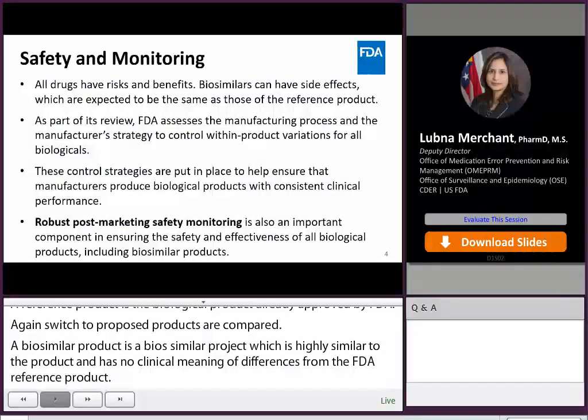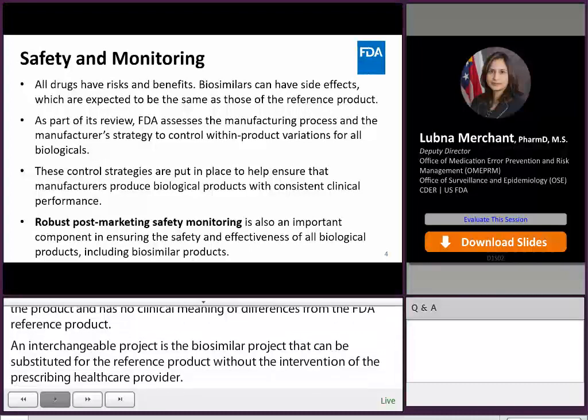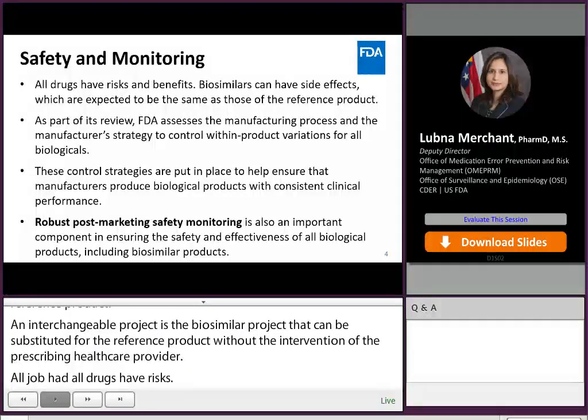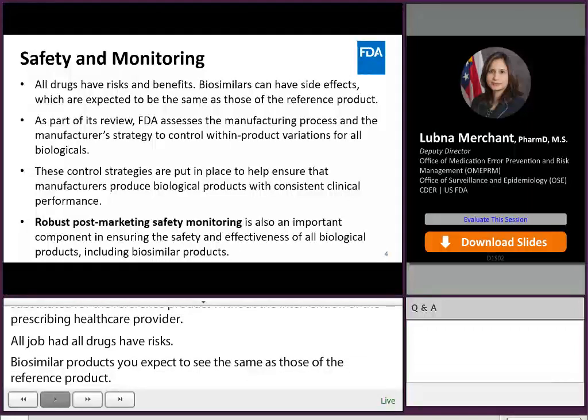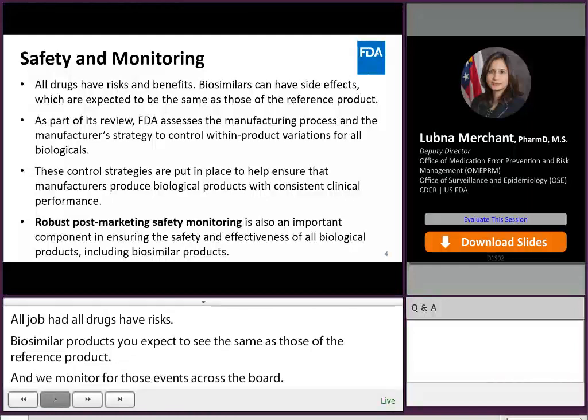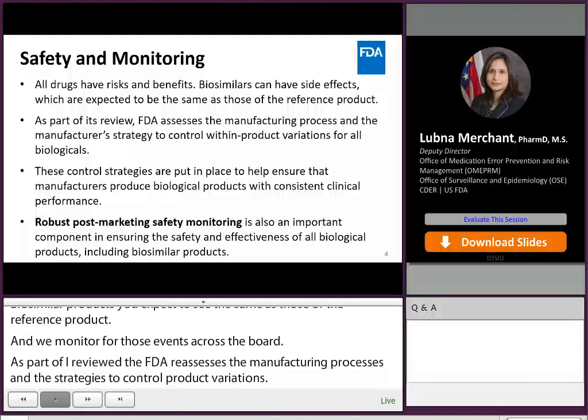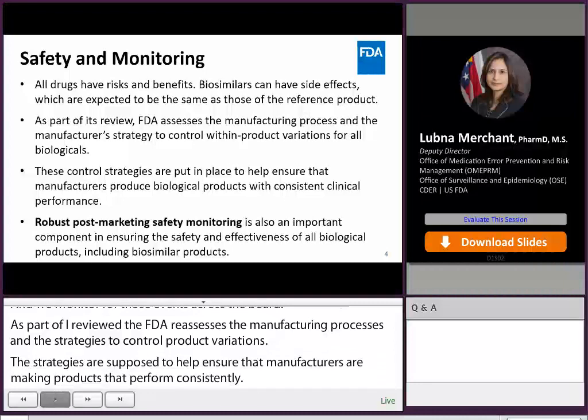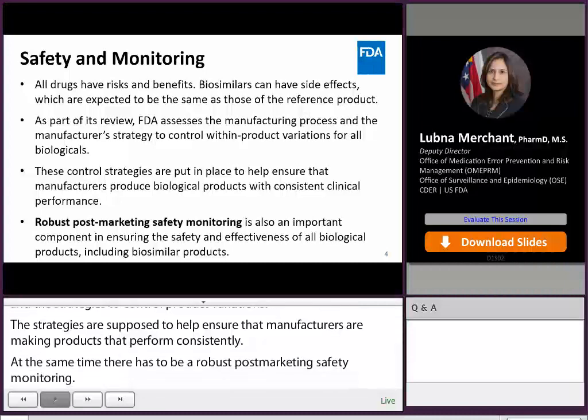All drugs have risks. For biosimilar products, we expect to see the same adverse events as the reference product, and we monitor for those events across the board. As part of our review, FDA assesses the manufacturing processes and the strategies to control product variations. The strategies are supposed to help ensure that manufacturers are making products that perform consistently. But at the same time, there has to be robust post-marketing safety monitoring, an important component in ensuring the ongoing safety and effectiveness of all products, including biosimilar products. This is where the naming convention comes into play.